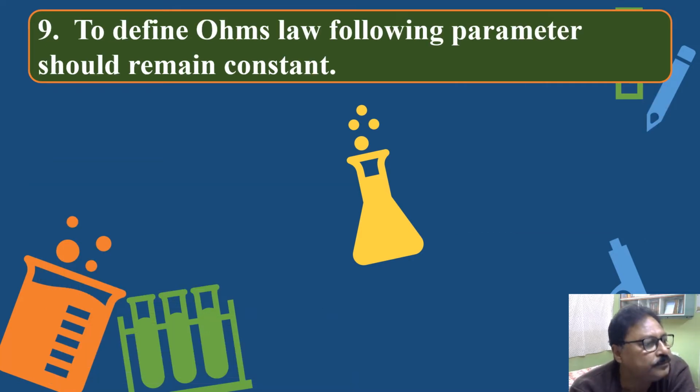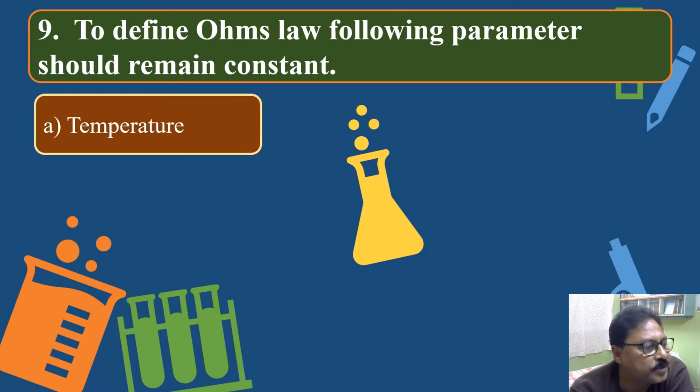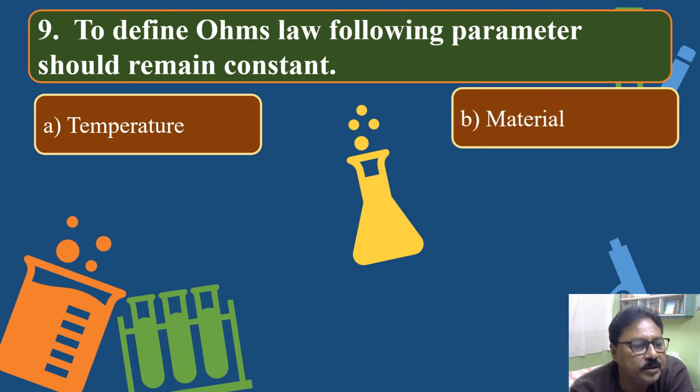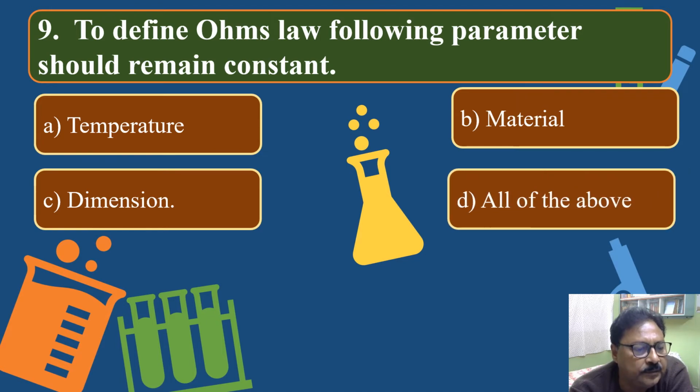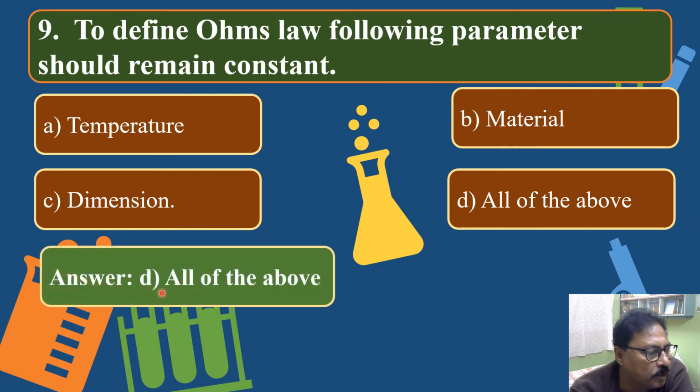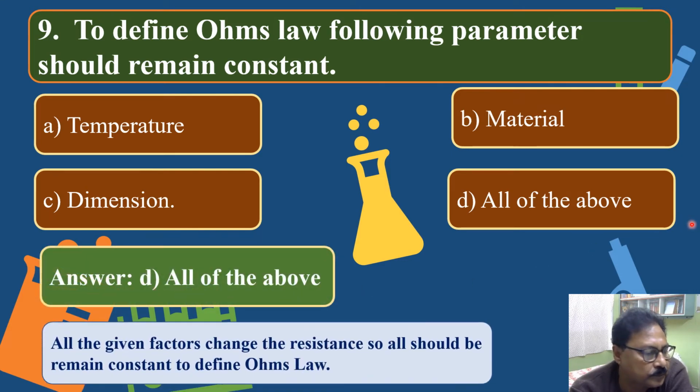Question number 9. To define Ohm's law, the following parameter should remain constant: option A, temperature. Option B, material. Option C, dimension. Option D, all of the above. The correct option is option D, all of the above. All the given factors change the resistance, so all should remain constant to define Ohm's law.